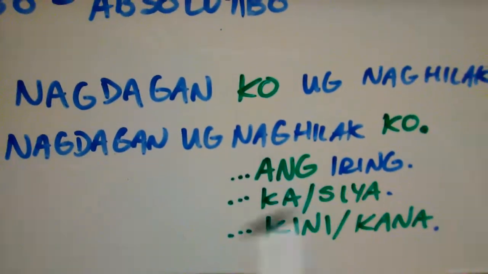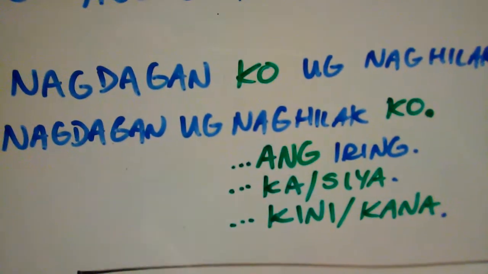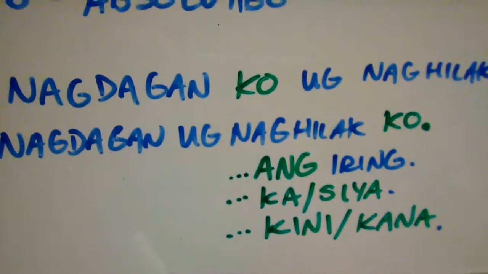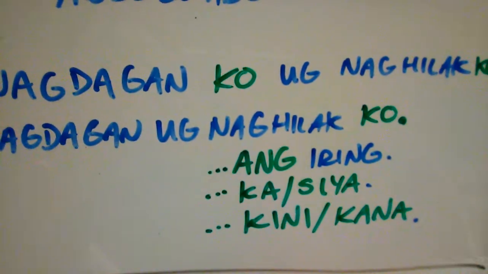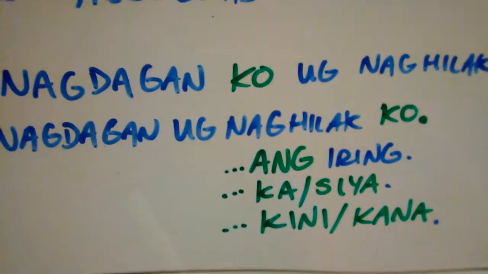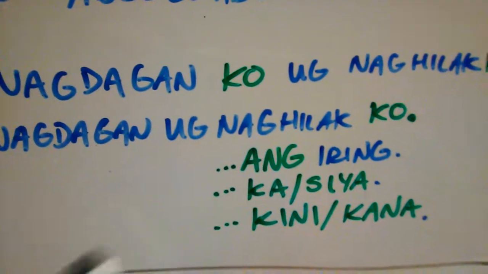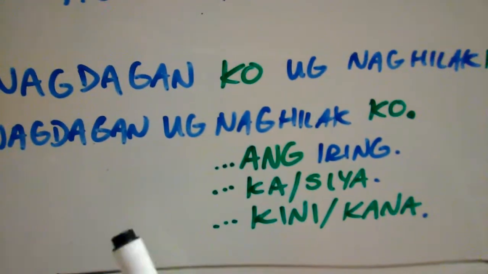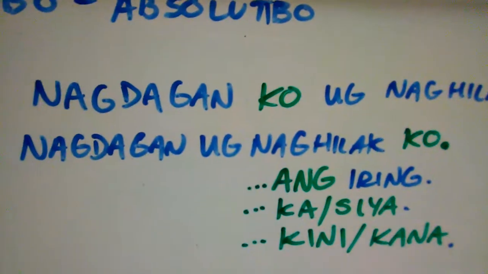Because if I'm going to use ug, which I'm going to explain in another video, it doesn't make sense. It's in a different case. And that's like the example I showed in the Ergativity Part 2 video, where you're using the wrong pronoun for the wrong case. So if I say nagdagan ug naghilak ug iring, it doesn't make sense. So you would say ang iring, okay, because we're talking about the cat, which is the main focus of the sentence.